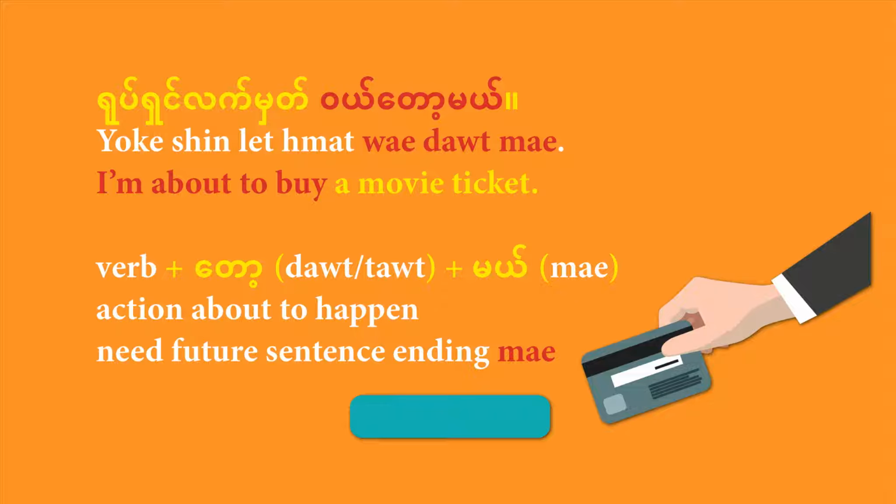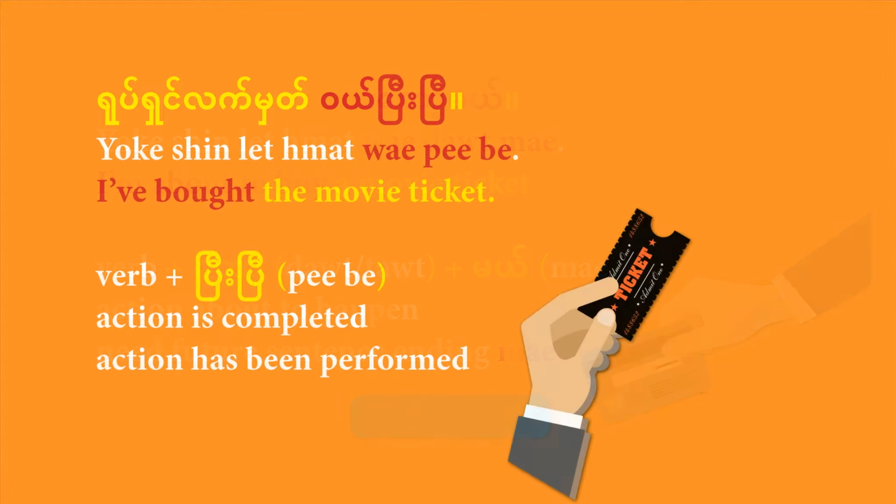Say you have bought the ticket already. The action is finished. Done. You need the particle bi, the completed action particle following the verb. So you change the verb wear to wear bi, have bought. With that particle, you also need to change the sentence end particle to bi, the sentence end particle that shows the action has been initiated. It has started. So, put it together. Yoke lethmal wear bi bi. Yoke lethmal wear bi bi. That's how you'd say, I bought the movie ticket.